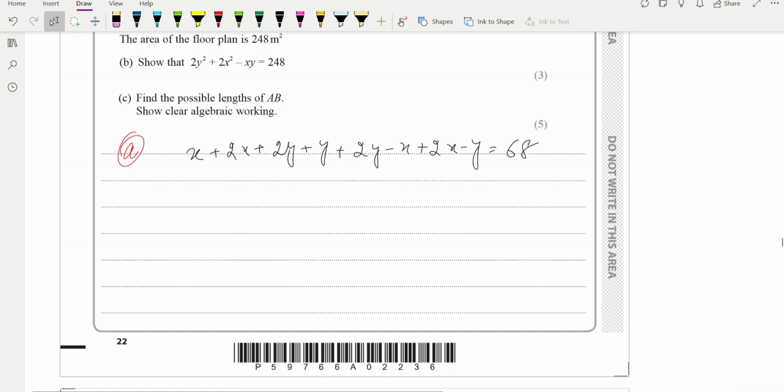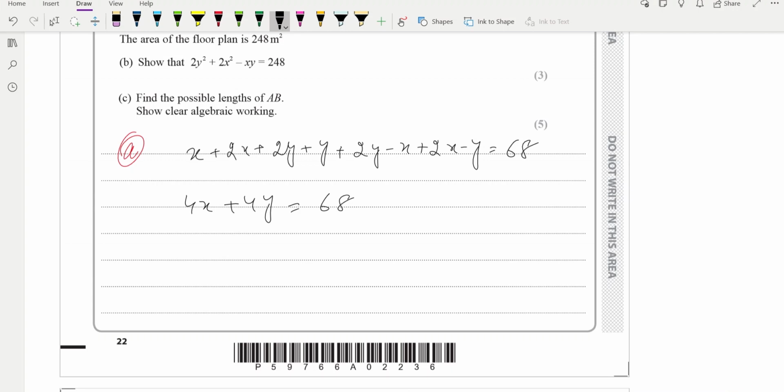Now we will add like terms. x, 2x, 3x; 3x plus 2x is 5x; 5x minus x will be 4x. So this is 4x. Now we can add y. Y is 2 plus 1 will be 3, 3 plus 2 will be 5, 5 minus 1 will be 4, so y will also be 4. So plus 4y is equal to 68, because there's no constant term on this side.